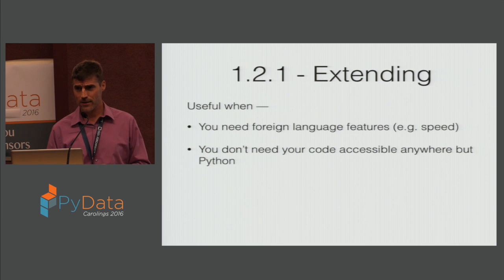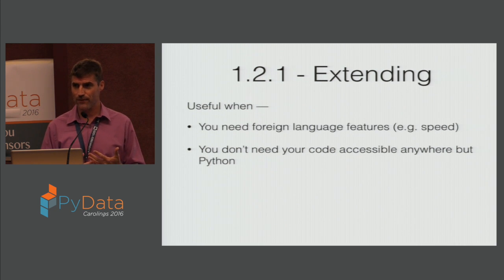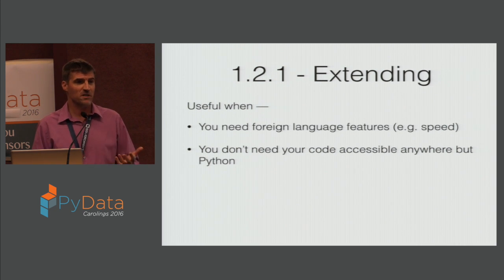So running an extension module is useful when you need the features of a foreign language, like speed, or as I said before, talking to a scientific instrument or something like that. And you don't need your code to talk to anything but Python.